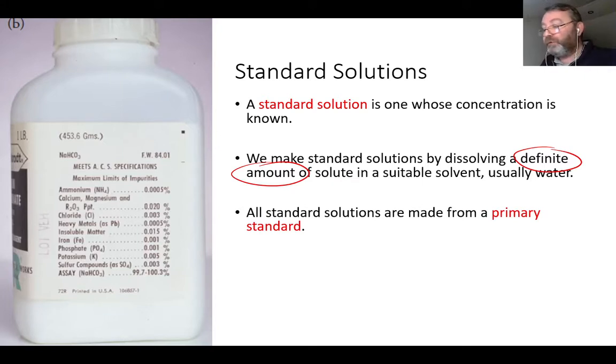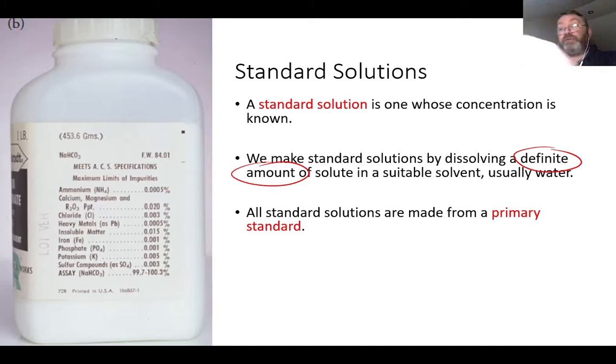All standard solutions are made from what's called a primary standard. Again, we can't just make a solution up from any old substance. In order to make a standard solution, the actual solid that we begin with has to have certain characteristics. You can't just choose any solid from the presses in the lab or the benches inside in the prep room. There are only certain substances that we can use that will allow us to make up a standard solution. In order to make a standard solution, we have to begin with a solid. That's what we call a primary standard.